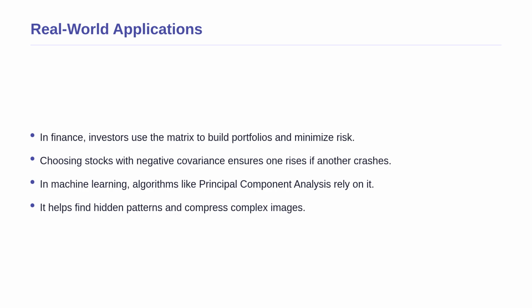In machine learning, algorithms like principal component analysis rely entirely on the covariance matrix to find hidden patterns and compress images. Without this matrix, we would only be able to look at variables in isolation, completely missing the complex, interconnected relationships that drive real-world systems.